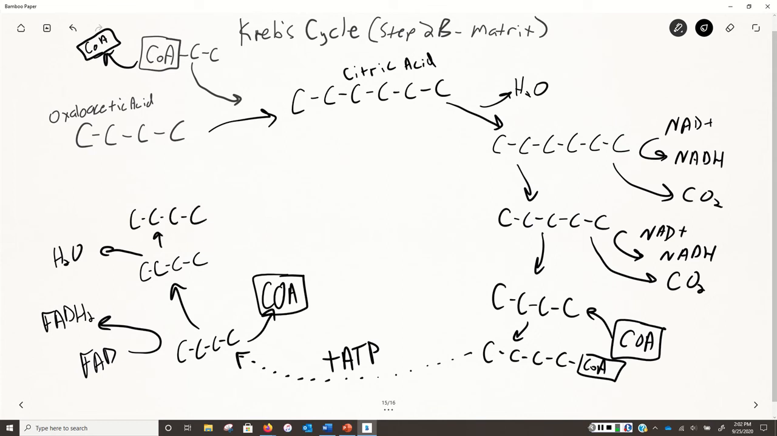When we get to this phase, NAD plus is going to take some more electrons and protons to become NADH. And finally, after NADH is produced, what we're left with is oxaloacetic acid. And oxaloacetic acid is now in place to meet the next acetyl-CoA that shows up. And we can see that we've got kind of a big circle here.